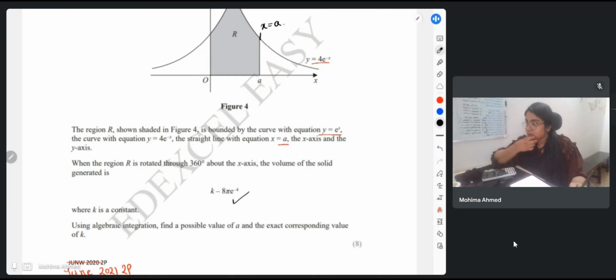Basically in this part, they want you to find out the value for a and k, but without actually requiring any solutions from this part, you just have to start solving the integration part, and at the end you have to keep your answer in this format: k minus 8 pi e power minus 4x. That is the format in which you should keep your answer.